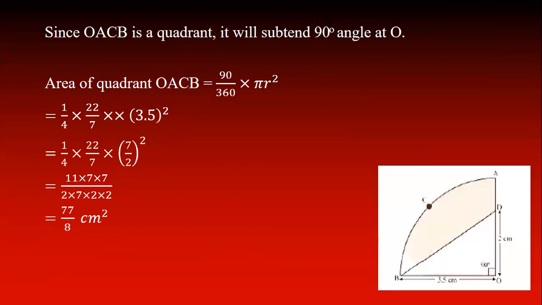So first, it's a quadrant, so the angle is 90°. Now area of the quadrant is theta by 360 into pi r square. Let us substitute. We'll get the answer to be 77 by 8 centimeter square.